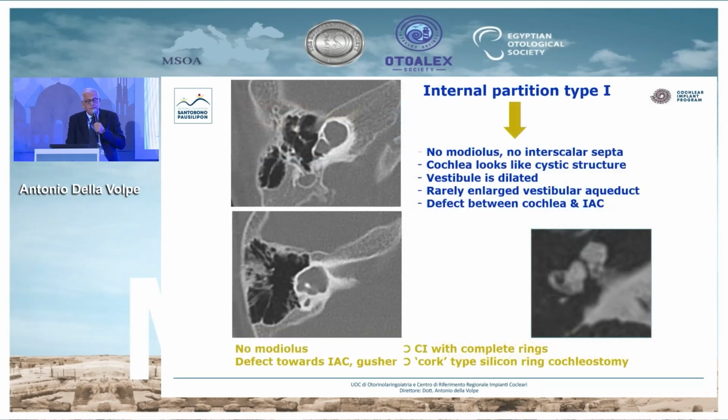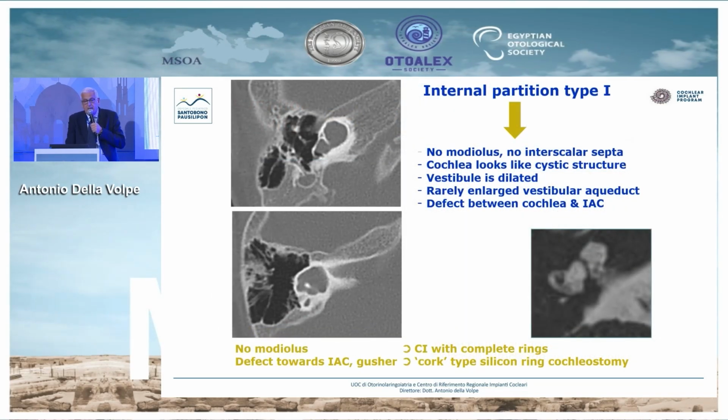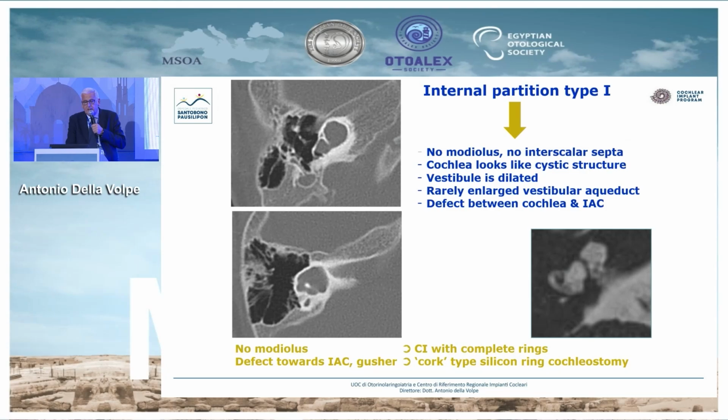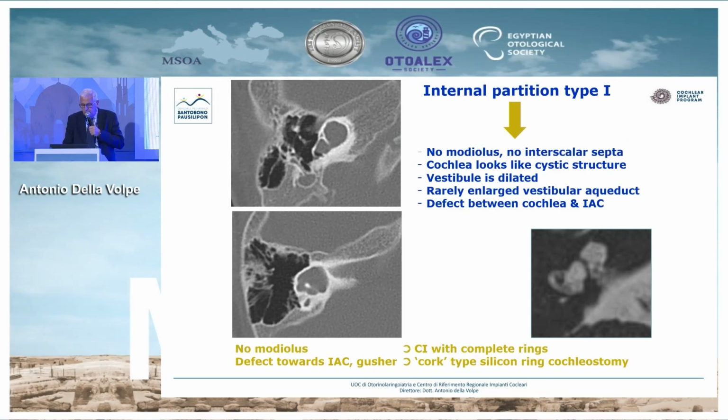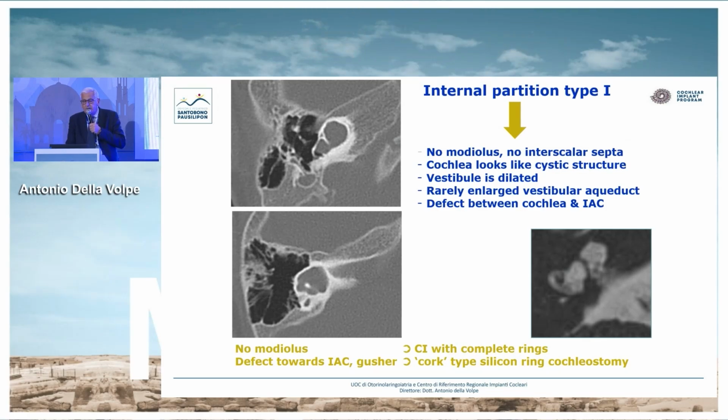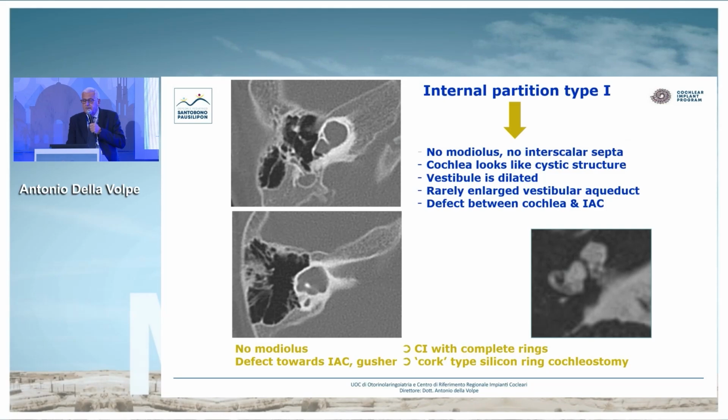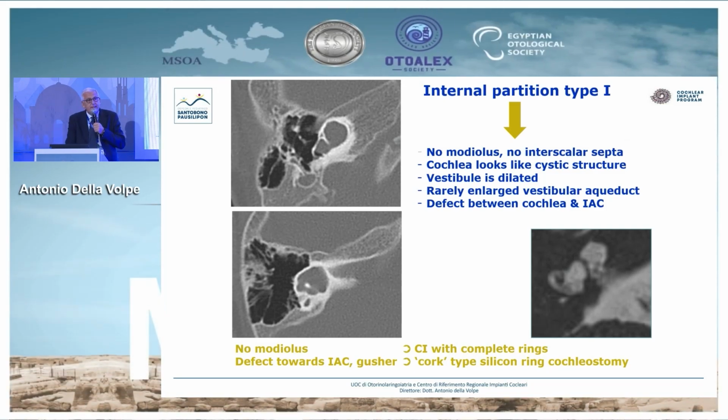This is important for the radiologist to evaluate the position and the contact of the electrode with the wall of the cochlea. In terms of incomplete partition type 1, in this case we have no modiolus and no interscalar septa. The cochlea looks like a cystic structure. The vestibule is dilated, with rarely a large vestibular aqueduct. There is a defect between the cochlea and the internal canal.